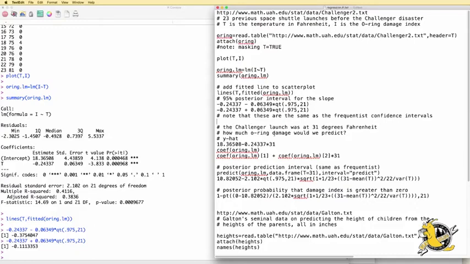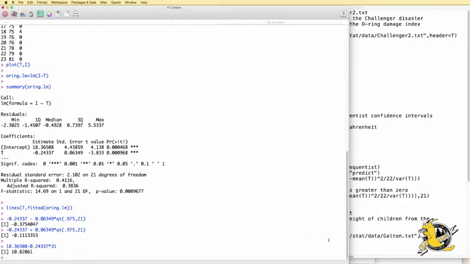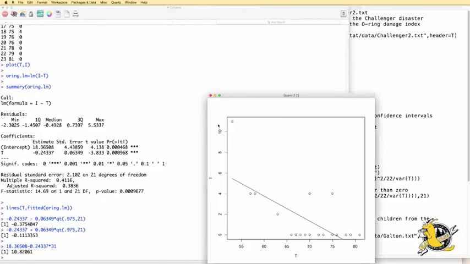The day that Challenger was launched, the temperature was actually 31 degrees Fahrenheit. How much O-ring damage would we predict? So we're looking at the y-hat value for an x of 31, or in this case a t of 31. We can compute this by hand by pulling off appropriate elements, the intercept and the slope. So the intercept plus the slope, minus 0.24, times the value 31, and we get a predicted value of 10.82. We can see that's a fairly large amount of damage that we predicted. That makes sense because 31 is actually off the edge of this chart. The lowest value we observed was 53. 31 would be farther to the left, and we'd expect to see a fair amount of damage.